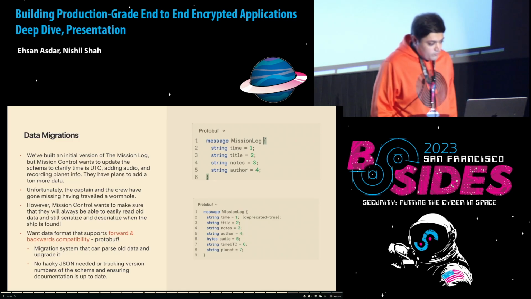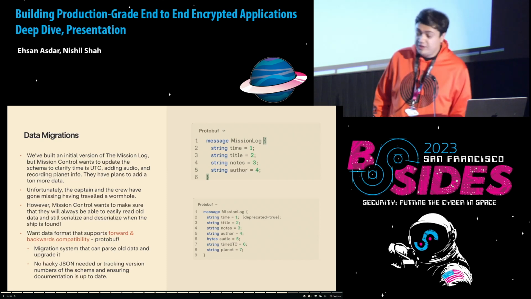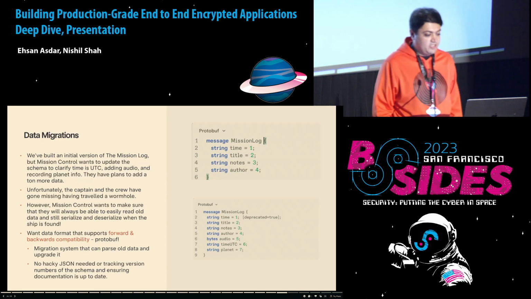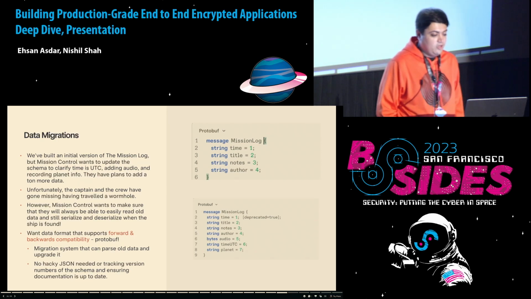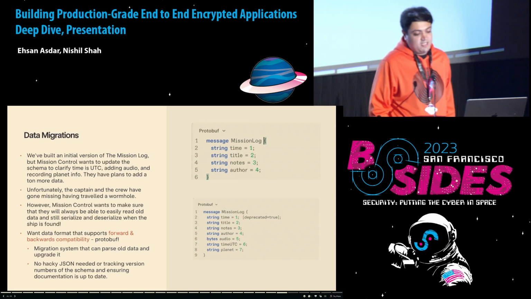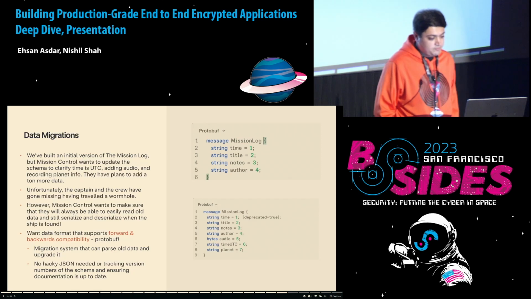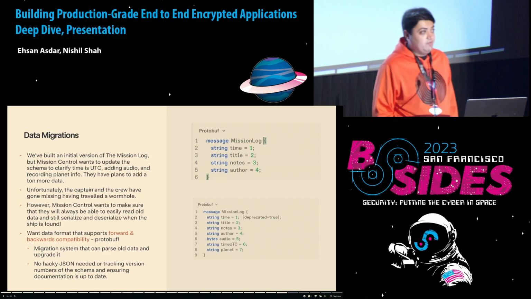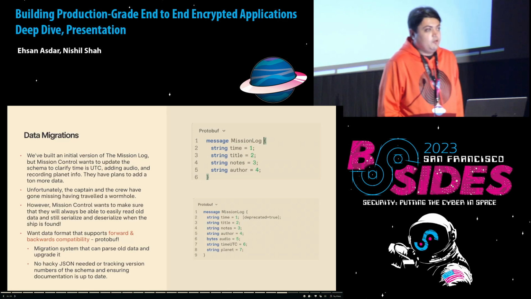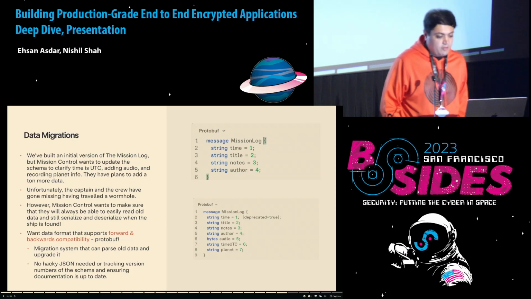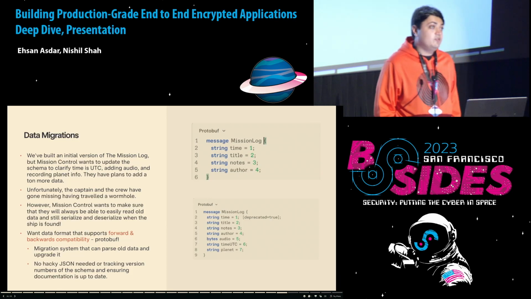So what we can do here is, for the mission log example, we can maybe build an initial version of this mission log. But let's say mission control wants to update the schema to clarify that the time is UTC, and they want to add audio recording and planet information. They're just trying to add things to it, because schemas change over time. And unfortunately, the captain and the crew have disappeared into a wormhole and we have no idea when they're going to come back. But mission control engineers are just like, well, we have to keep moving on, we have to keep building. And so they want to make sure we have both forwards and backwards compatibility.